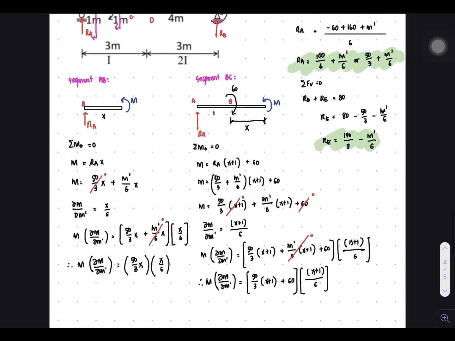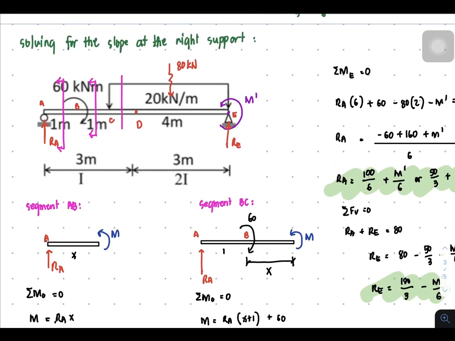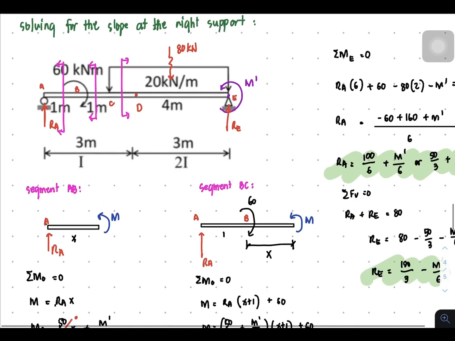Let us continue to segment CD. So for segment CD, all we have to do is cut the CD and consider the right side, since it's simpler to consider the right side compared to the left side. Remember that in the left side, you will be considering the distribution, the rotational 60 kilonewtons, and the RA. Whereas if it's the right side we consider, we're gonna only mind about the distribution and then the reaction and the M prime. So, and then no other things.